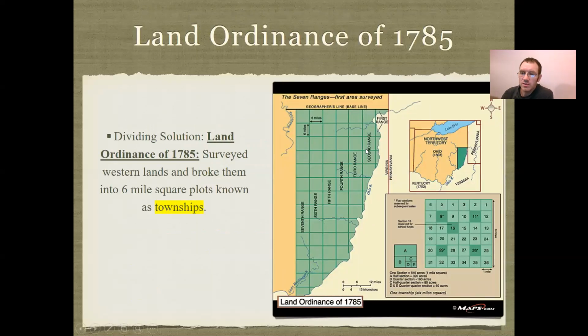Well, they created what's called the Land Ordinance of 1785, and they took Western land and they broke it into 6-mile square plots known as townships. And so you take a chunk, as you can see right here, and then you break it into sections. These are each 1 mile. And then that 1 mile is broken into smaller sections. So the whole thing is 640 acres, but a half is 320. A quarter, like letter B, is 160. When you get to D and E, you have a 40-acre plot.